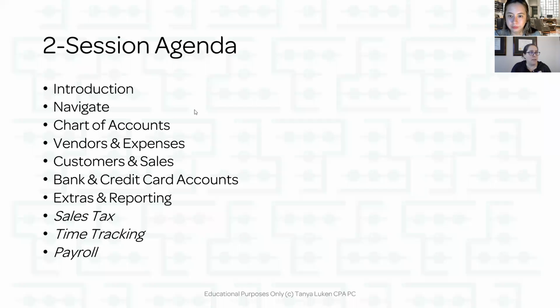So anyways, today we're going to cover an introduction to QuickBooks Online, like what QuickBooks Online is, how you get it, how much it is, how you figure out which one you want, things like that. Then we're going to talk about navigating around in QuickBooks Online, and then chart of accounts, and then we're going to cover vendors and expenses.